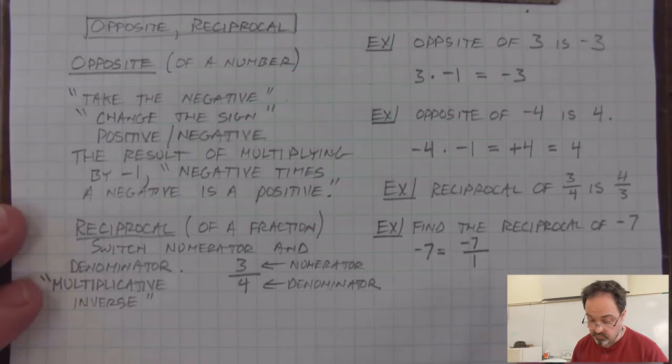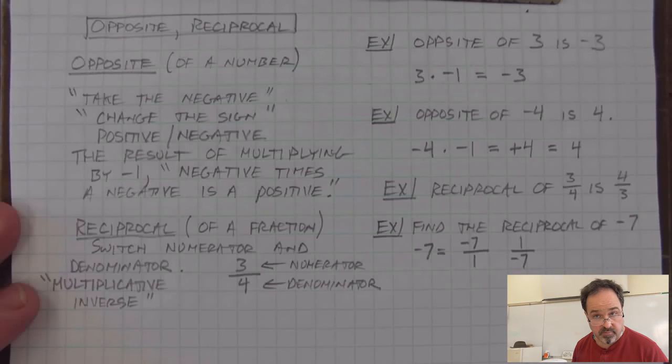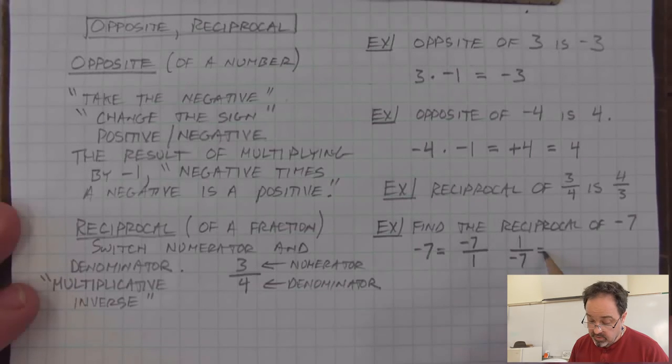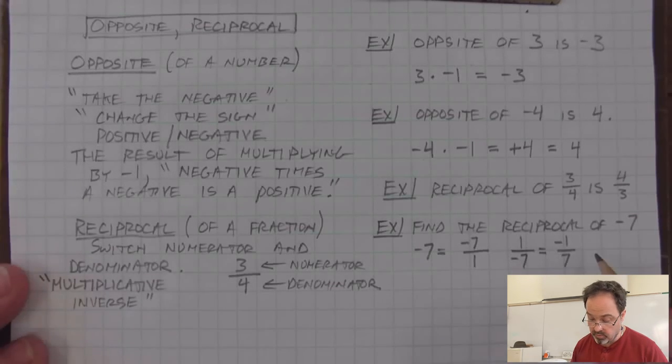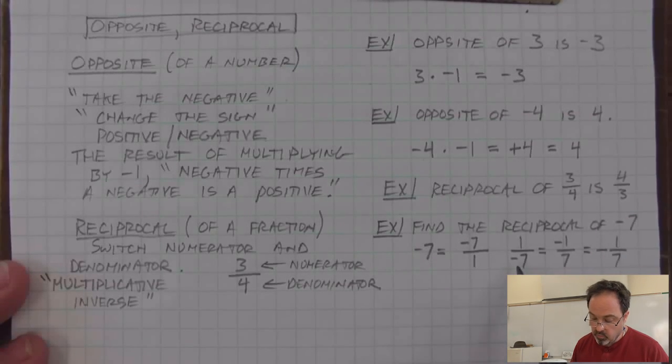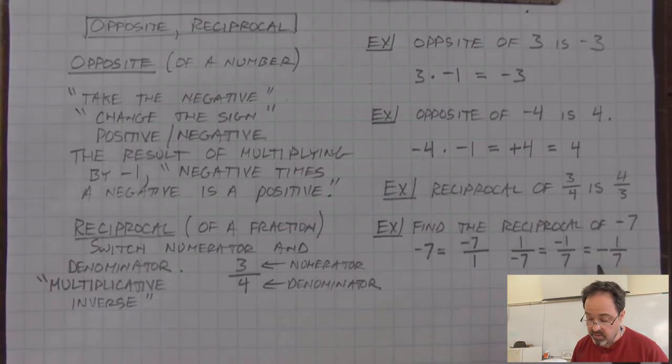And now that it's in fraction form, we can take the reciprocal by switching numerator and denominator into 1 over -7. Now this is equal to -1 over 7. Because we have a negative grouped with the 7, it makes the whole fraction negative. But it doesn't matter where we put the negative. It could be grouped with the 1 or out front. Wherever we put the negative, doesn't matter. The reciprocal of -7 is -1/7.